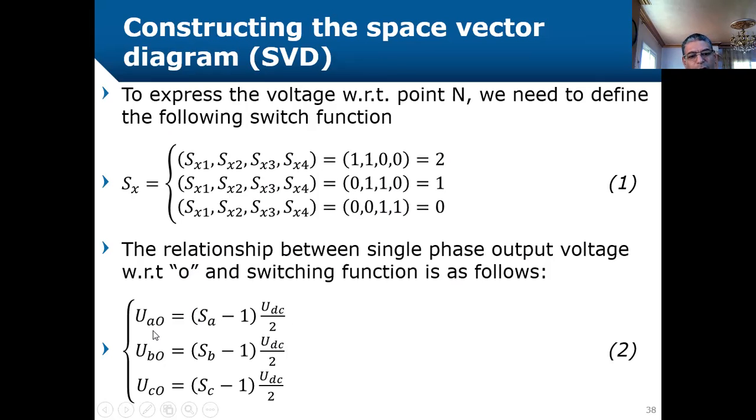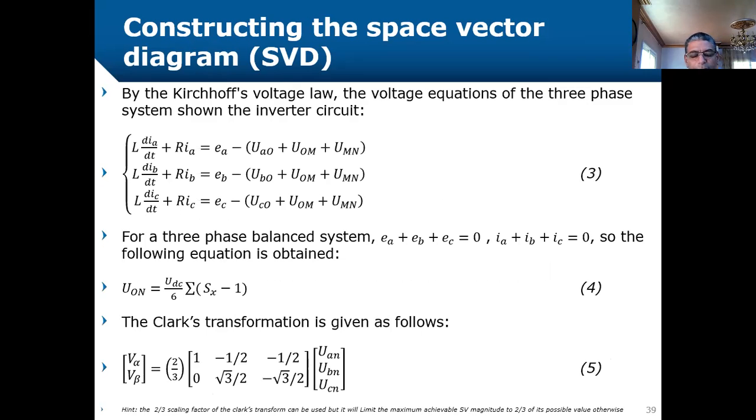So we have UAO, then we put SA, the switching function of phase A. If it is 2, we get some value. If it is 1, we get some value of the voltage. If it is 0, we get some value for the voltage across the phase. If you review the values written in the table, you will find that for this combination of switches we get VDC by 2. For this combination, we get minus VDC by 2. For this combination, we get 1 minus 1, which is 0 voltage. So this complies with what is written in the previous slides.